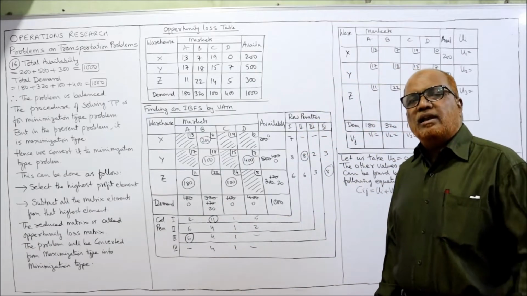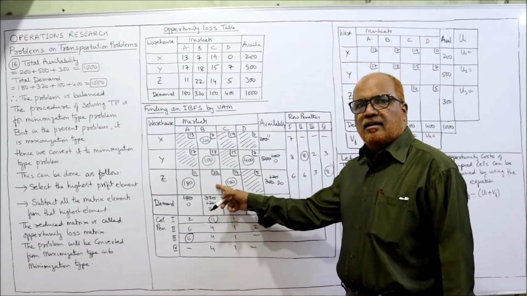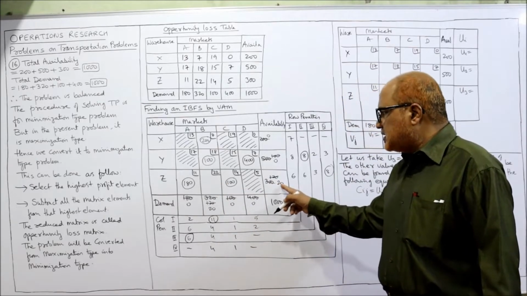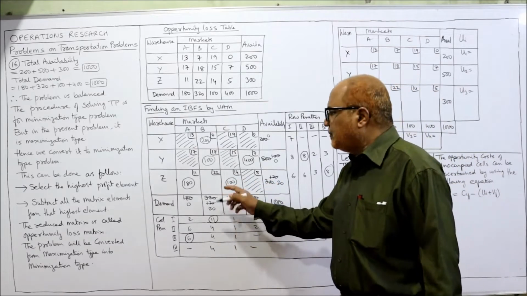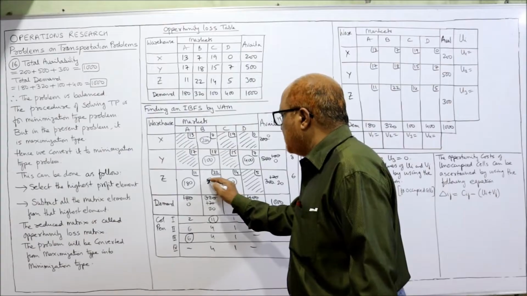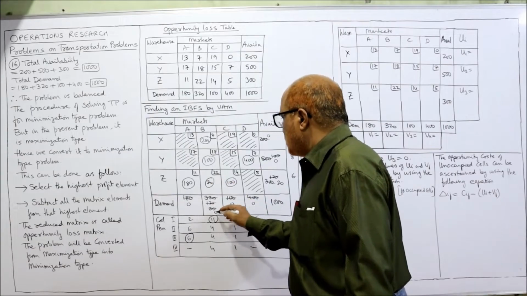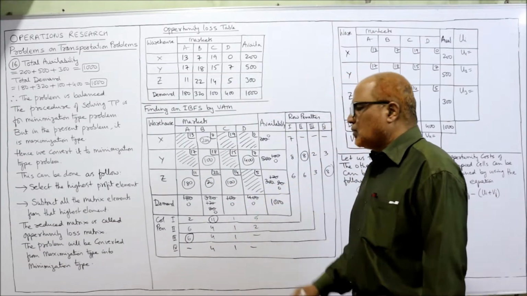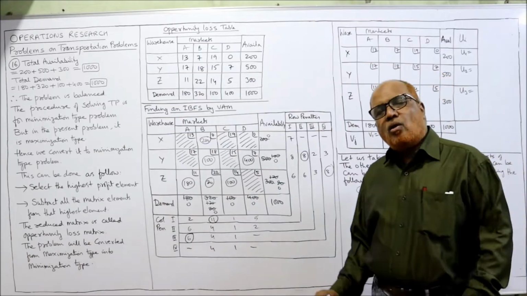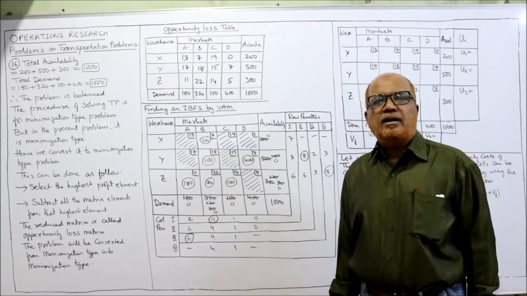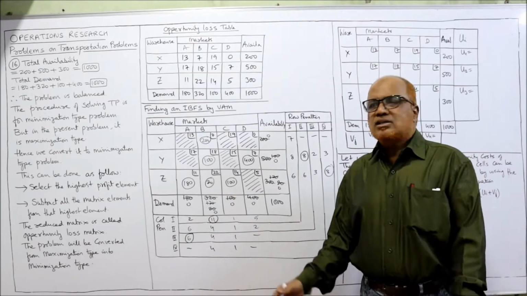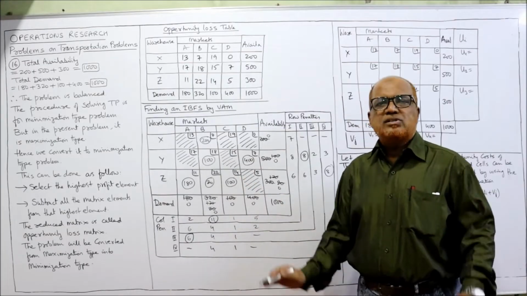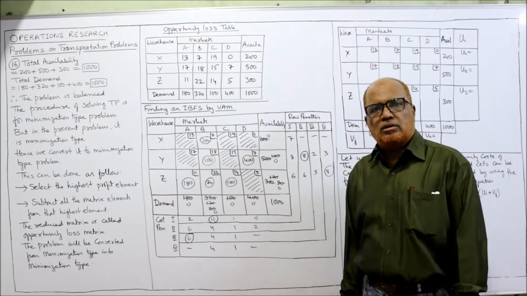Now you can see only one unoccupied cell is there, where row total is 20, column total is also 20. Now allocate 20 here. This will become 0. This will also become 0. Now you can see all the cells are either occupied or blocked. There is no empty cell. That means we have reached the solution, the IBFS solution.